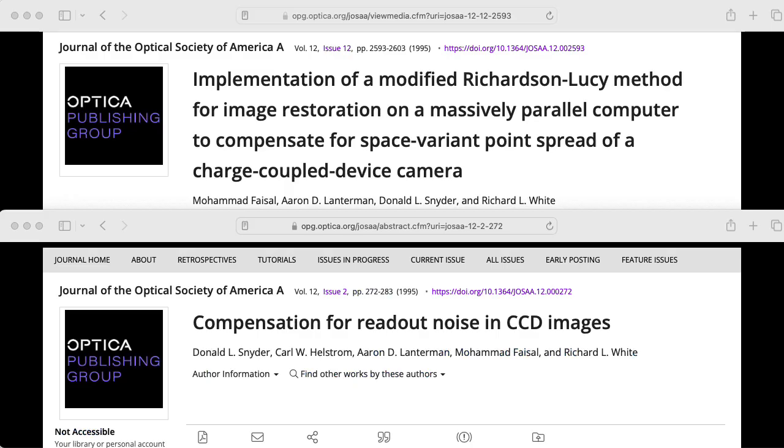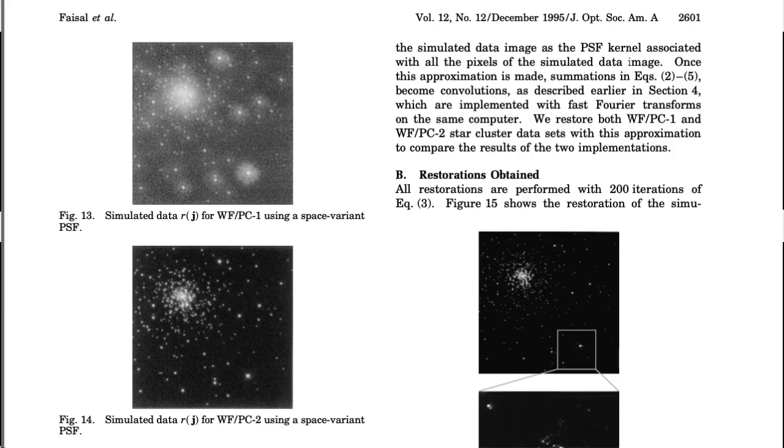And actually, my own research career largely got started with this kind of stuff. My earliest refereed journal publications involved algorithms for deconvolving Hubble Space Telescope images.